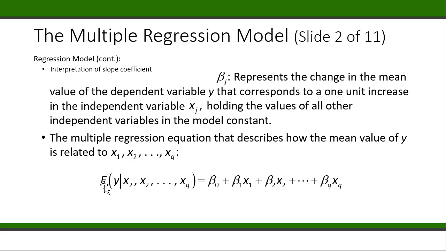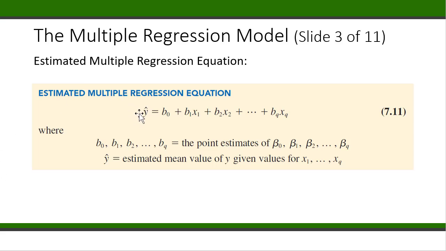So now the expected value of y given all of these x's is equal to this equation. And the estimated value, y hat, is equal to b0 plus b1 x1 and so on. We just replace the betas with the b's. These are point estimates for the betas, and that y hat is the estimated mean value for y given all those independent variables.